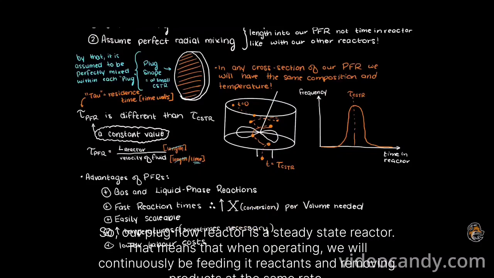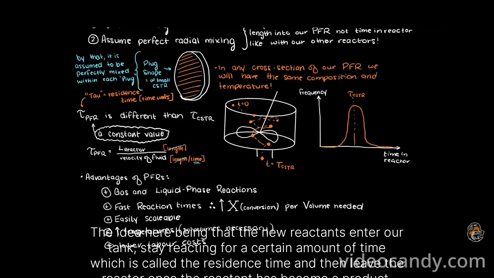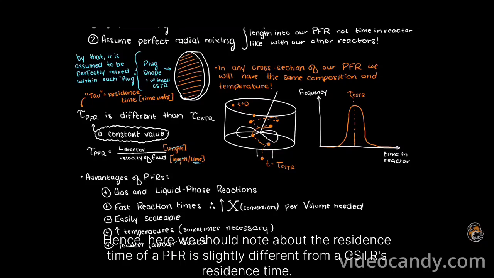That means that when operating, we will continuously be feeding it reactants and removing products at the same rate. The idea here being that the new reactants enter our tank, stay reacting for a certain amount of time, which is called the residence time, and then leave the reactor once the reactant has become a product.